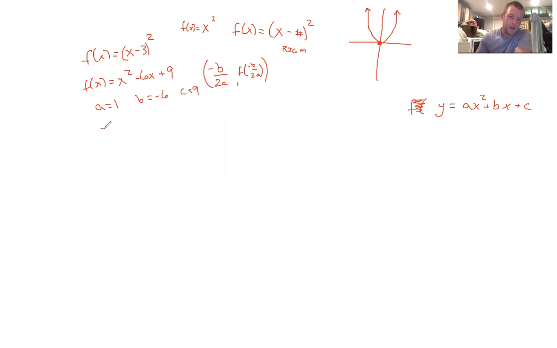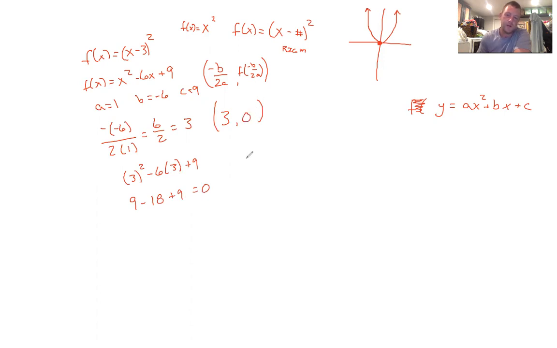So negative b, so negative negative 6, divided by 2 times a. That'd be 6 divided by 2, which is 3. So your x value is 3. My vertex here would be 3, and then to get the y value, I just plug in 3. So 3 squared minus 6 times 3 plus 9. 3 squared is 9, minus 6 times 3 is negative 18, plus 9, and that's 0. So my vertex is 3, 0.